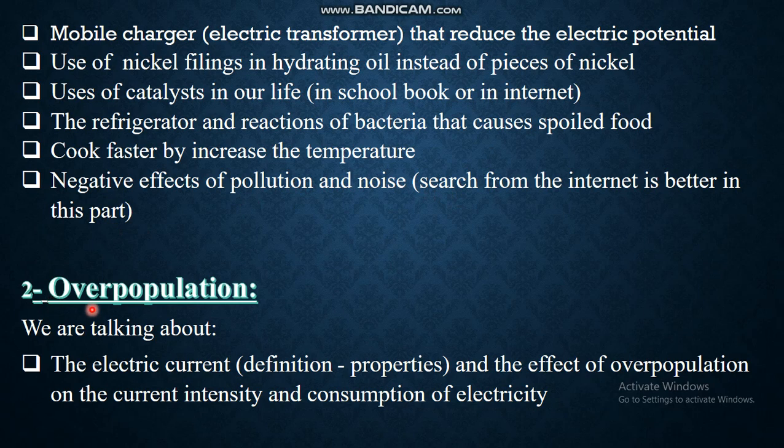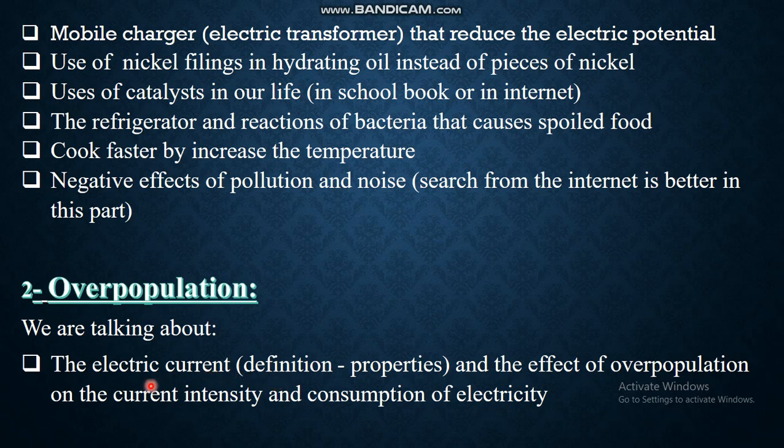Number 2, overpopulation, which is the increase in people. We are talking about the electric current because he asked about something specific, not everything. He asked us about the electric current and its effect on the consumption of electricity with overpopulation. What is the effect on the current intensity and electricity?